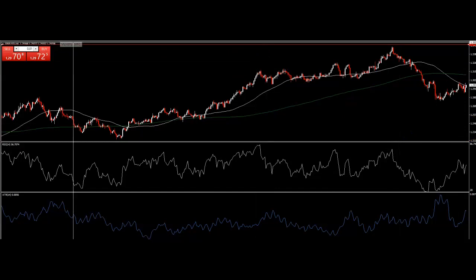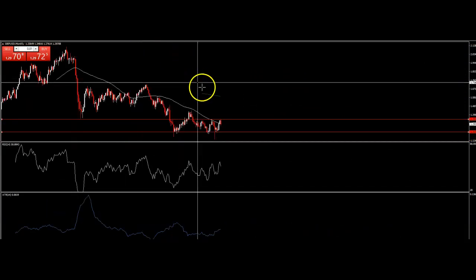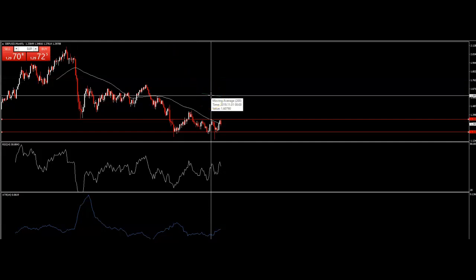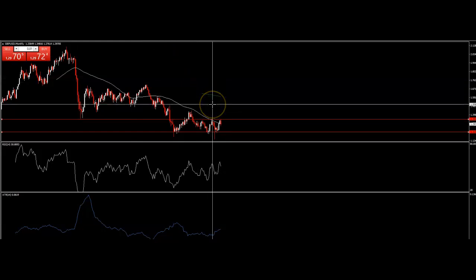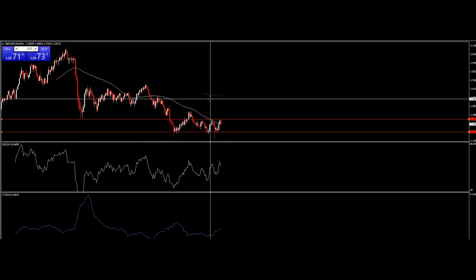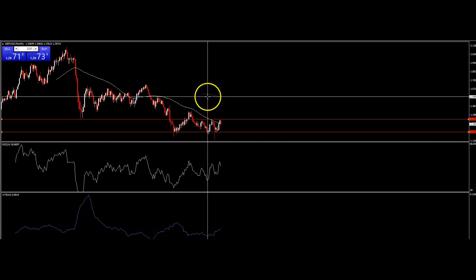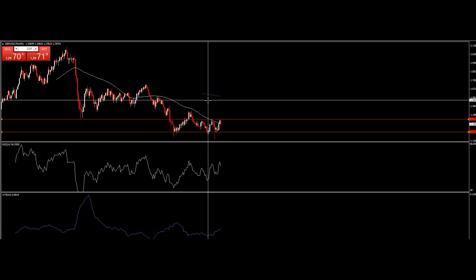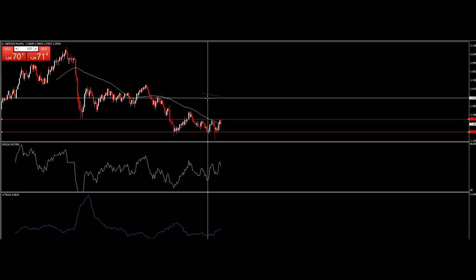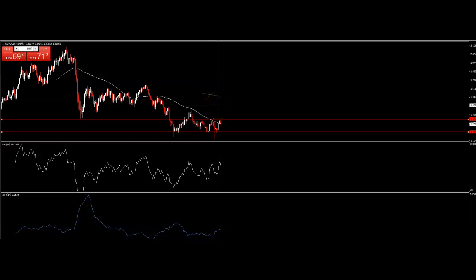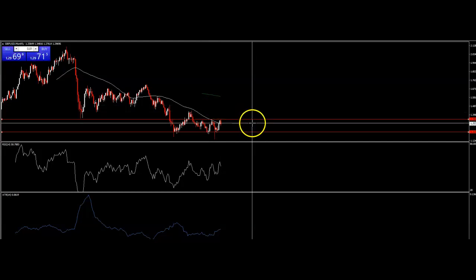Let me show you that again on the monthly chart. See that green? That's the 200 moving average right there. It's down. If you go just underneath the green 200 moving average, a little bit right here, right here, it just kept on going down, down, down.